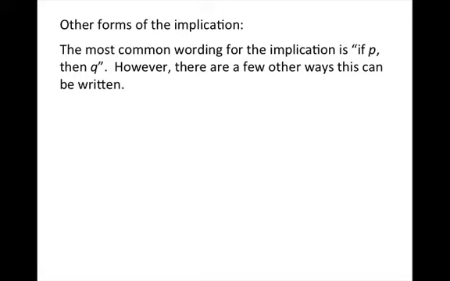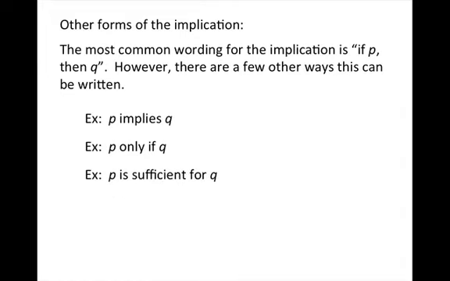There are other ways to phrase the implication. The most common wording for the implication is if P then Q. However, there are a few other ways it can be written. I could have P implies Q, that's the second most common. I could have P only if Q. I could have P is sufficient for Q. Q is necessary for P, and then I could have Q if P. In symbols, these would all be the P followed by the arrow and then the Q.